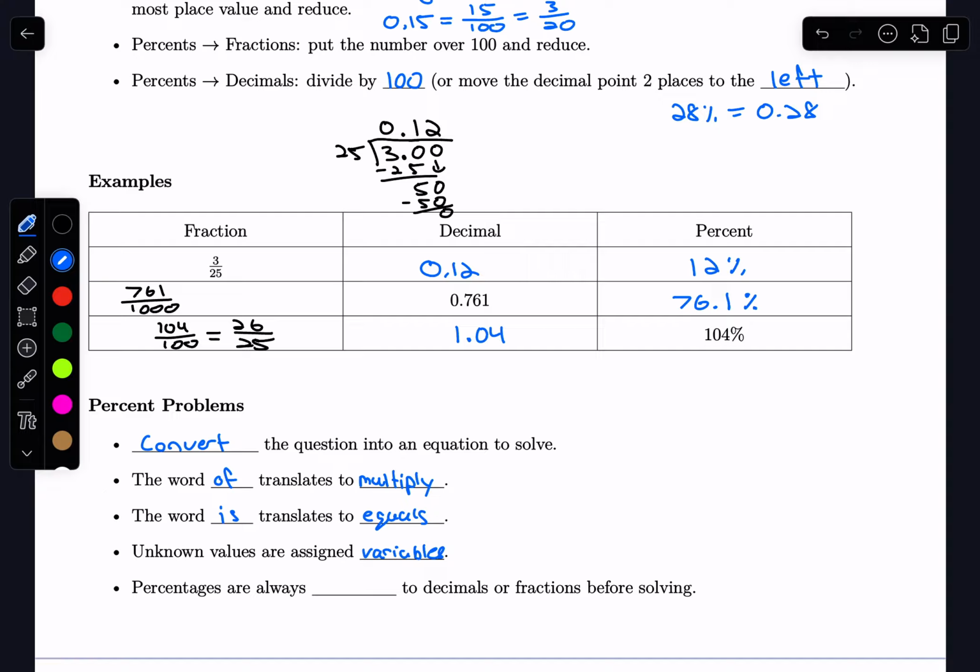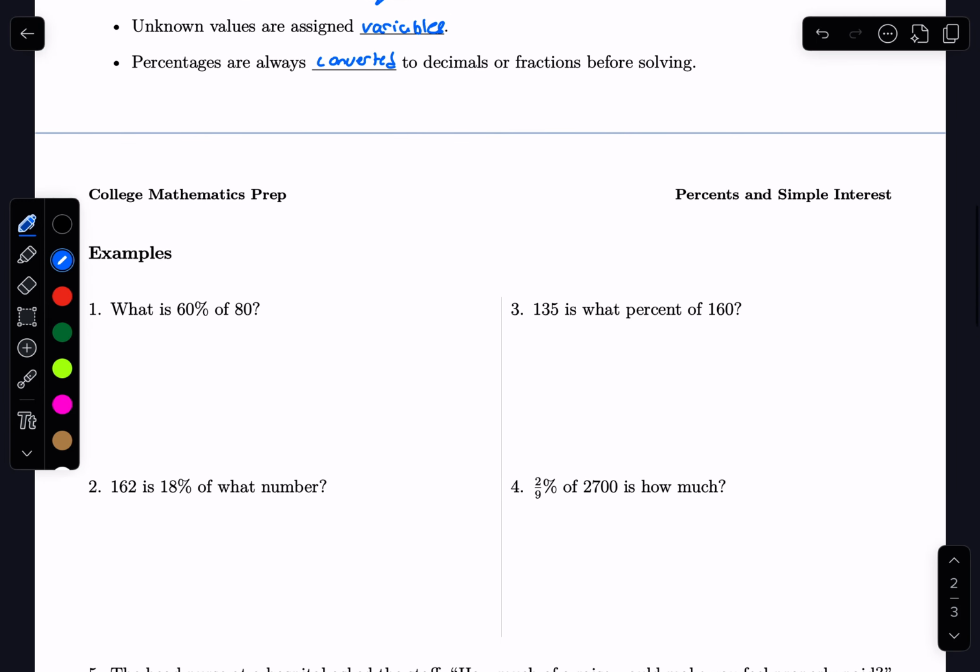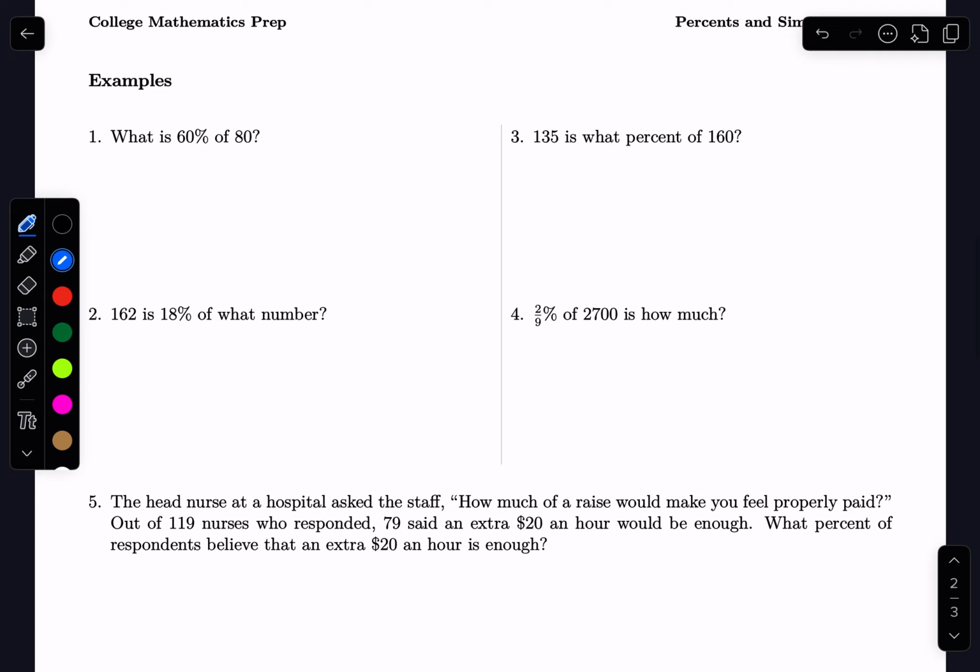And the most important thing we can take away from this entire lesson, quite honestly, is that percentages are always converted to decimals or fractions before solving. So decimals or fractions, but we do not solve with it written as a percentage, because when we do the actual math, that percent symbol kind of loses its meaning for what we're doing. At least doing it the way I'm going to be teaching you here. All right, so let's dive into these.